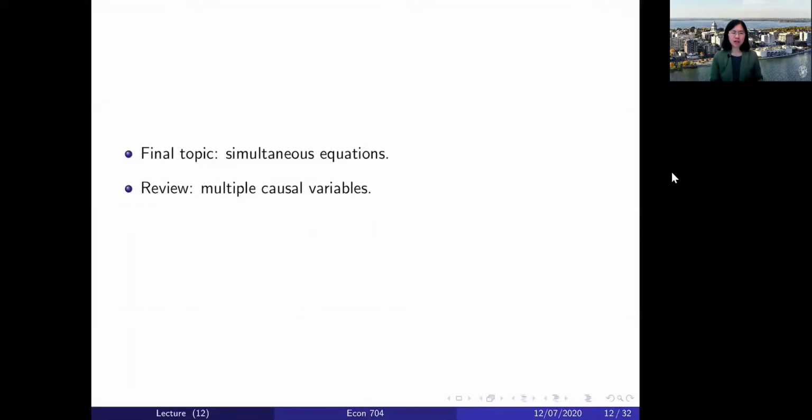Now let's talk about simultaneous equations. This is the final topic of this semester. In order to define simultaneous equations, let's review what we have learned about multiple causal variables. That is a causal model where there is more than one causal variable that we're interested in.